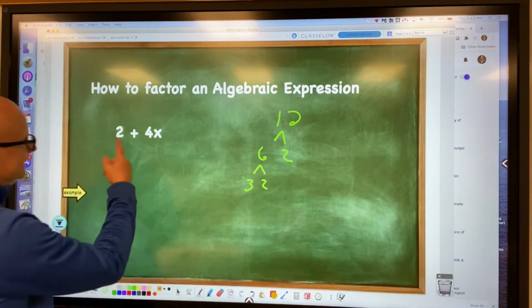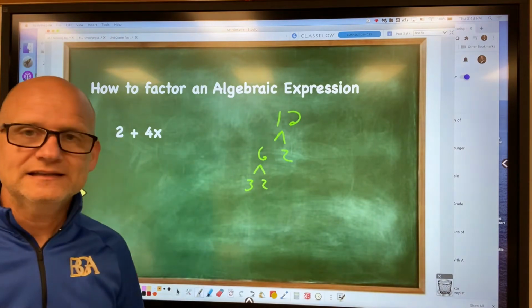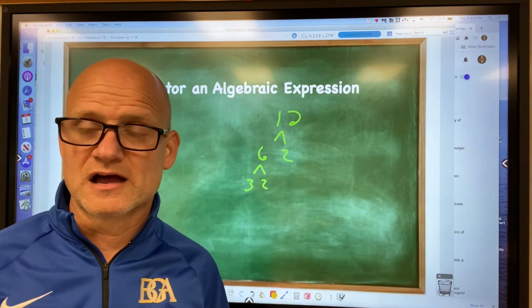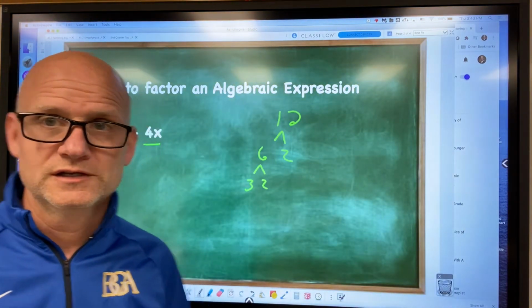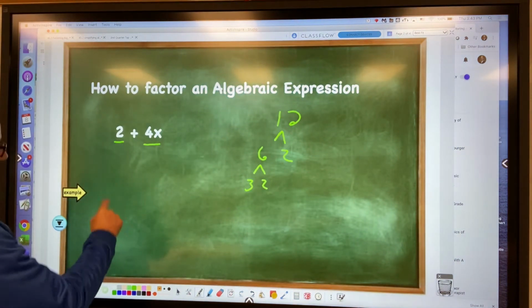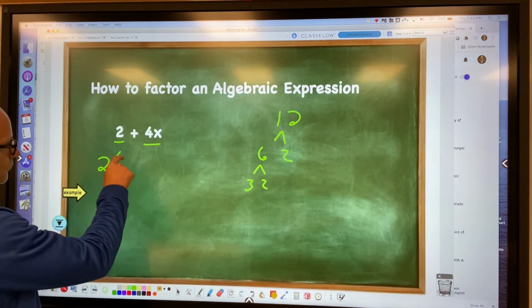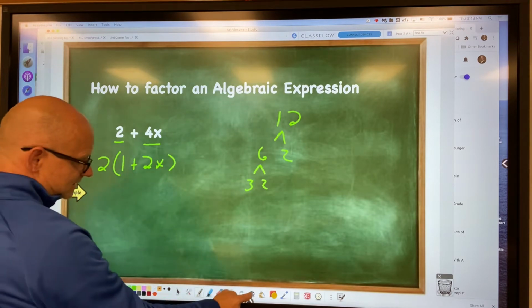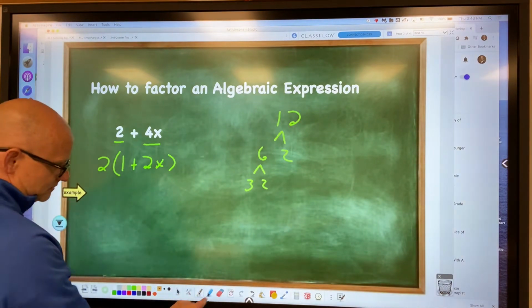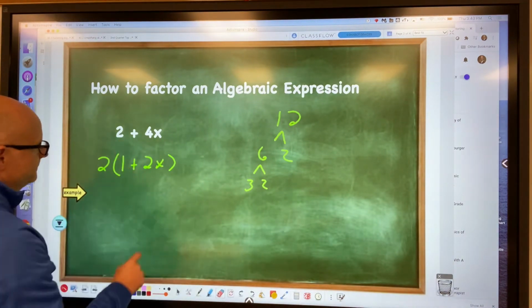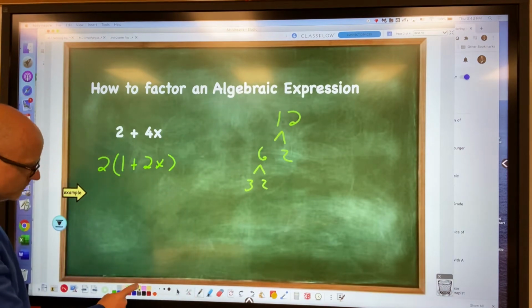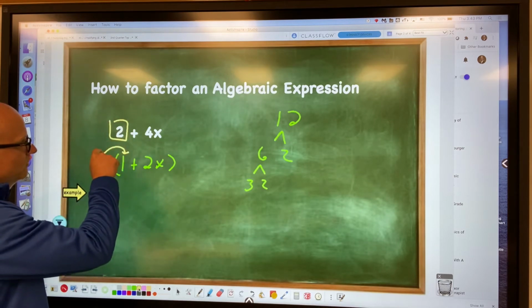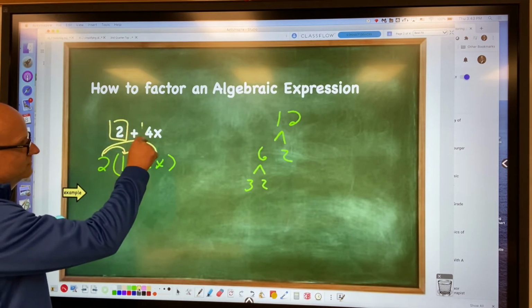So when you look at this, you can see that these two terms, this 2 and this 4x, they both share a common factor, and that is 2. So you could factor out a 2 and then write 1 plus 2x. And you can check to see, we could use the distributive property here to see if this works. Let me erase this, okay? So I can multiply this and say, well, 2 times 1, that's 2, right? And then I can multiply 2 times 2x, that's 4x.